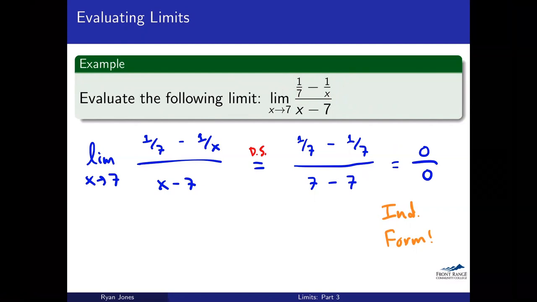And let me give myself a new page here. We'll rewrite this limit out. Limit as x approaches 7 of 1/7 minus 1 over x, all over x minus 7. And what you're going to notice for the next couple steps of algebra, I'm kind of just going to ignore this x minus 7 on the denominator. I'm just going to keep copying it over and over and over. So we're going to have a limit as x approaches 7.